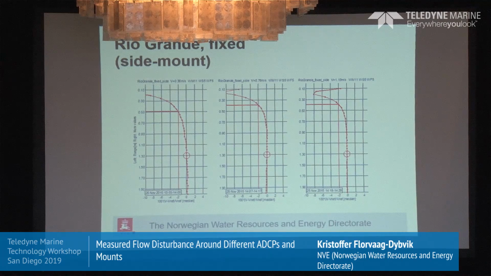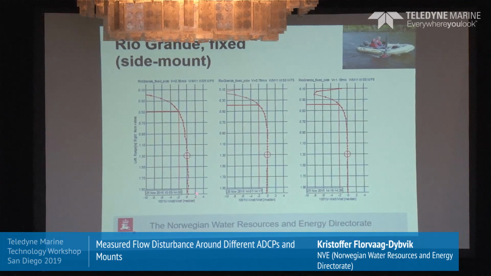This is the Rio Grande fixed. By fixed, I mean fixed on the boat. And this is from the side mount. And we can see that there is a serious backbending here. That means that if this was a river, the velocities would have been smaller close to the ADCP than further down.